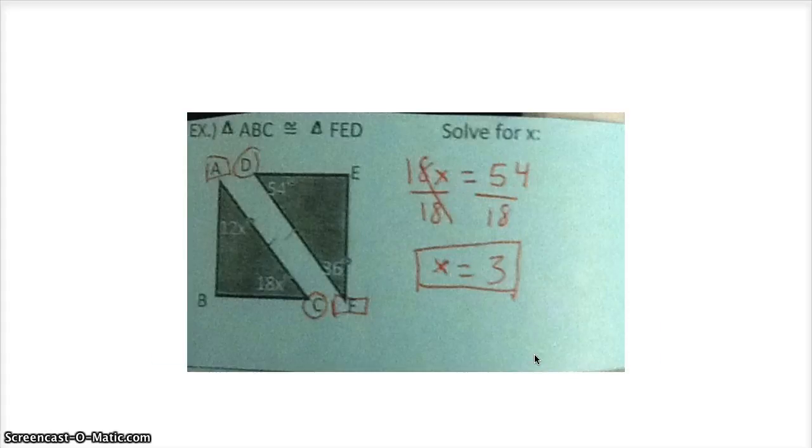Alright, now on this one, hopefully you found out x equals 3. They asked you to solve for x. And if you look at the congruency statement, A and C was the last letters. Well, you don't even need that, you need the angle. So angle A goes with angle F. So 12x equals 36. Or you could have done angle C goes with angle D. So you could have done 18x equals 54. And divided by 18 on both sides, so x equaled 3.